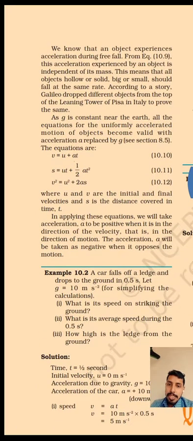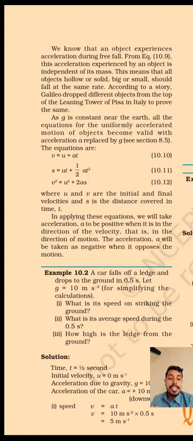We know the equation v is equal to u plus at. The car is on the ledge, which means it is at rest. In the rest position, the initial velocity will be 0. So v is equal to u plus at, and u is 0, so v is equal to at.